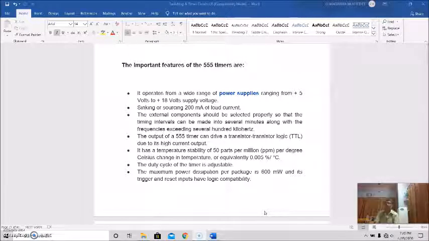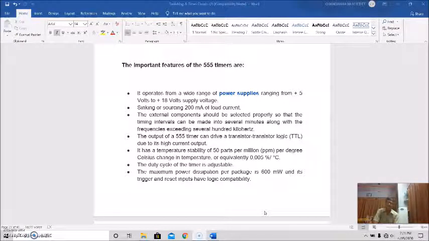Once again I am repeating. Firstly, it operates from a wide range of power supplies, ranging from plus 5 volts to plus 18 volts supply voltage, sinking or sourcing 200 milliampere of load current. Thirdly, the external components should be selected properly so that the timing intervals can be made into several minutes, along with frequencies exceeding several hundred kilohertz.